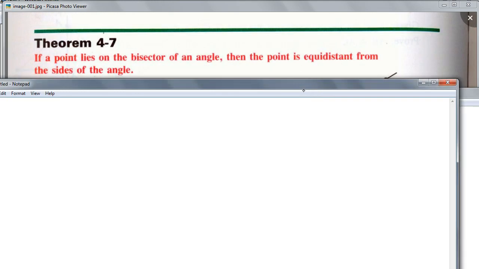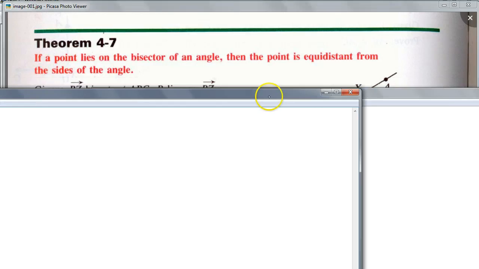If a point lies on the bisector of an angle, so you have a point that happens to lie on an angle bisector. Imagine an angle and there's a bisector, an angle bisector. There's a point on that angle bisector. Then the point is equidistant from the sides of the angle. Okay, what do you think this means? And why do you think we talked about that definition, distance from a point to a line, just before this?